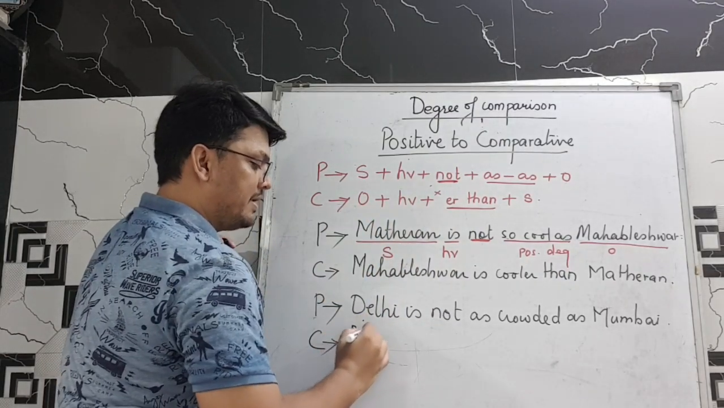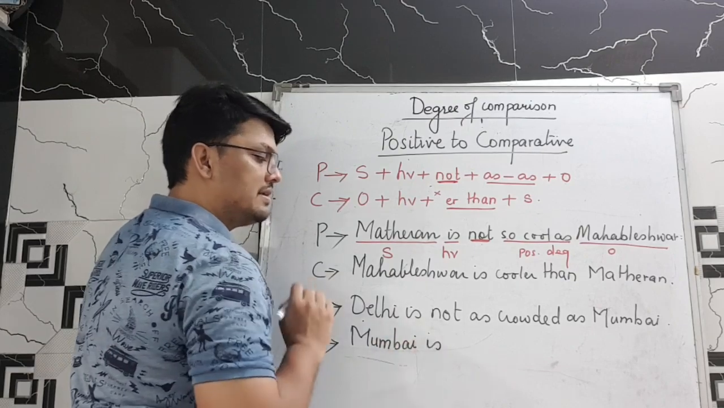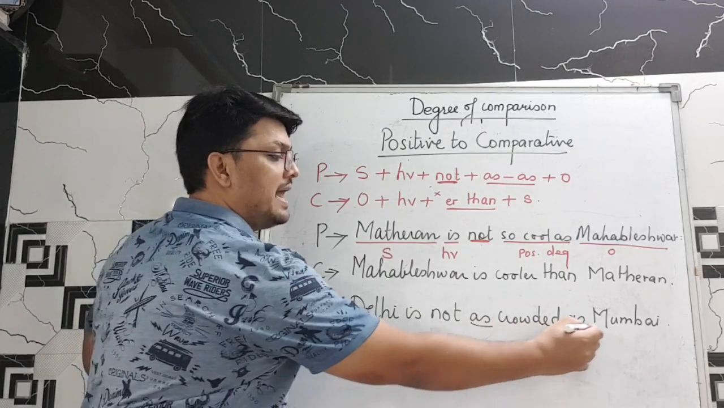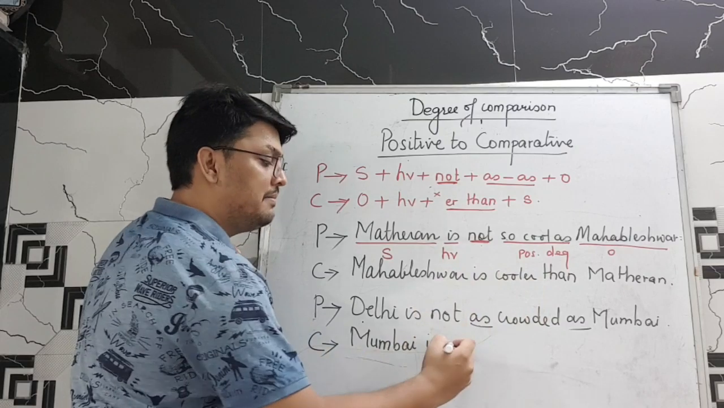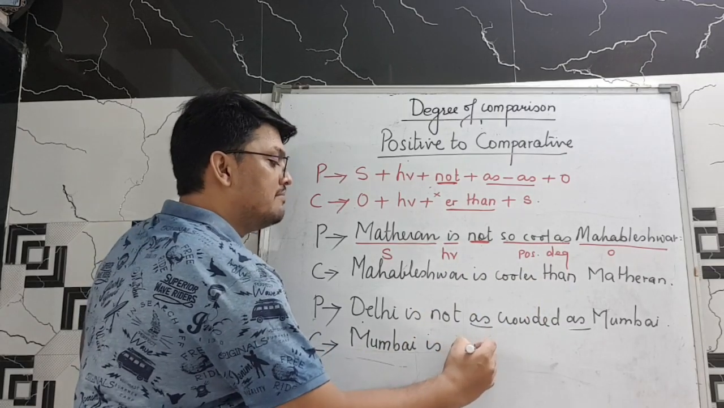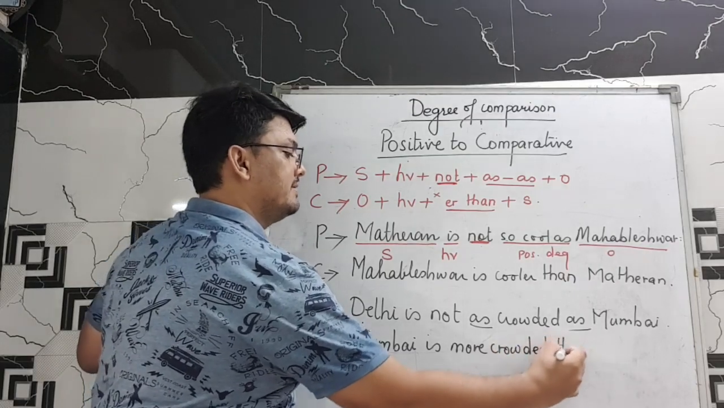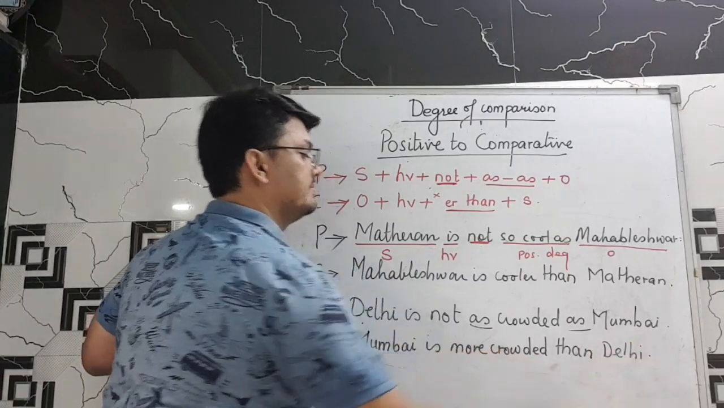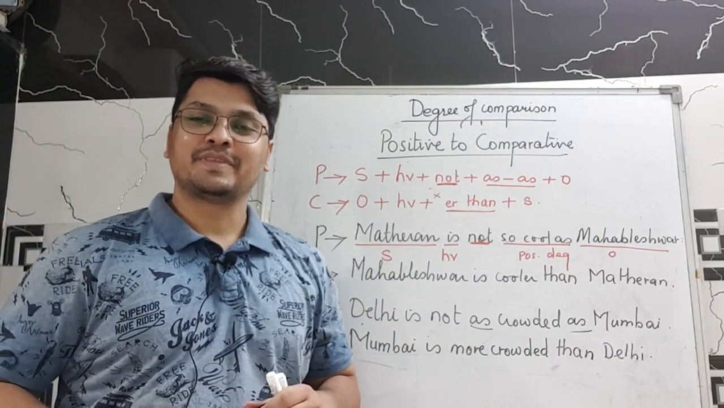So Mumbai will come here. Mumbai is. Now what? Remove not and turn as into comparative degree. So as crowded as will become what? More crowded. Mumbai is more crowded than Delhi.